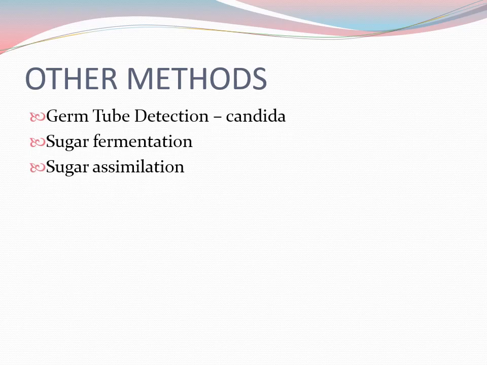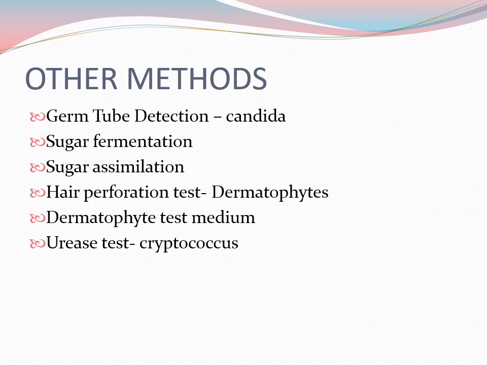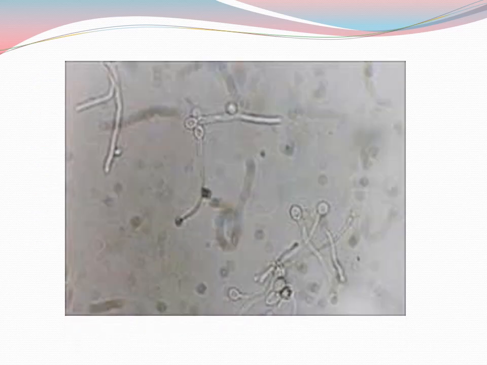These are specific methods used for specific fungus, like the germ tube detection method being done for Candida, and that we will tell in detail in the Candida lecture. Like sugar fermentation is there, sugar assimilation is there. Then the hair perforation test being done for dermatophytes. Dermatophyte test medium is specifically used for dermatophytes. Urease test is done for Cryptococcus. Now I have also shown in this, that is a germ tube test.